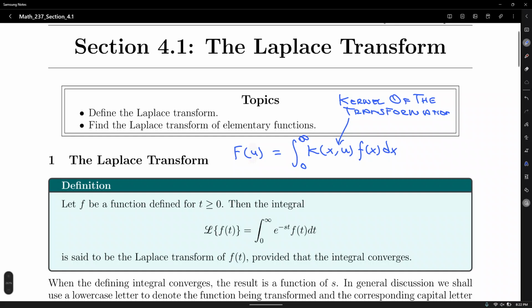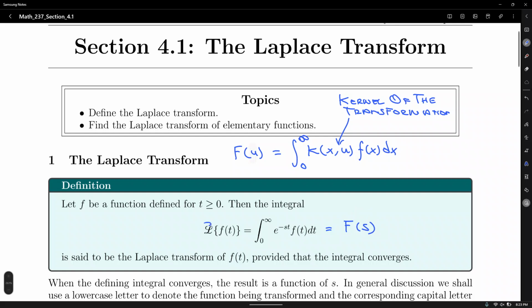Now let's define the Laplace transform. The Laplace transform will transform some function f of t into a new function that we're going to call big F of s. That's related to F of u in general, but in this case, for the Laplace transform, we will obtain a function of s. Well, what is the Laplace transform? Let f be a function defined for all positive values, including 0. Then the integral from 0 to infinity of e to the negative st, times f of t dt, will produce this new function, which is the Laplace transform.